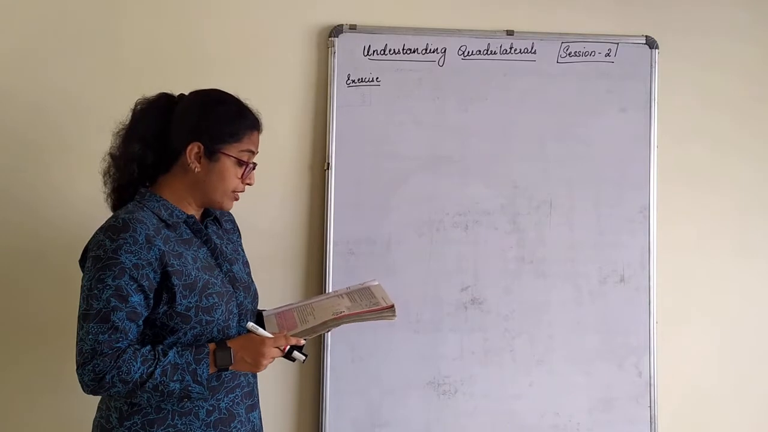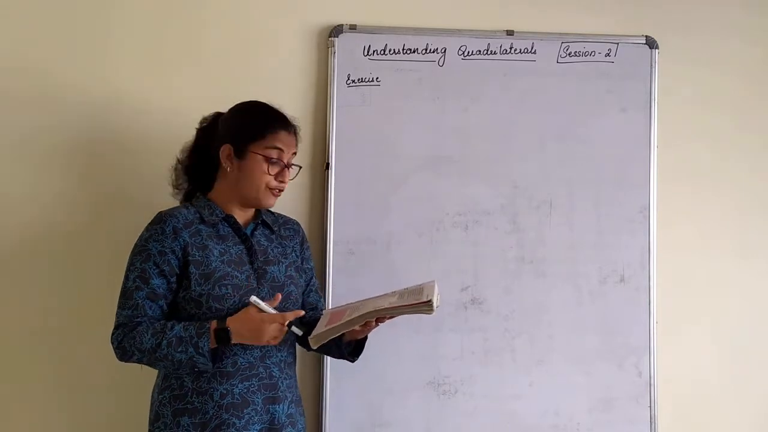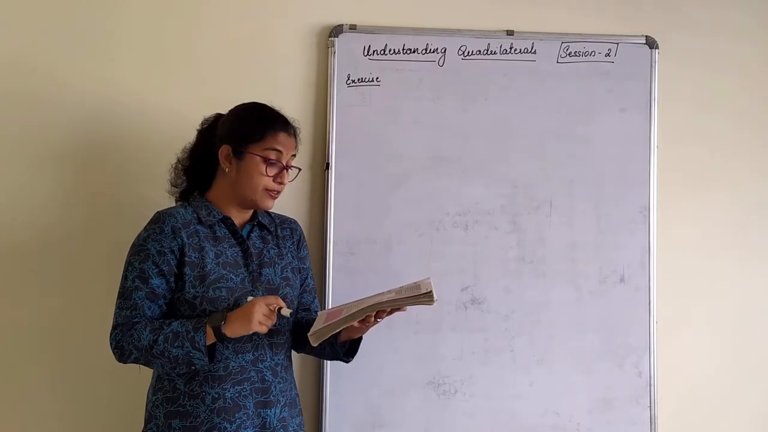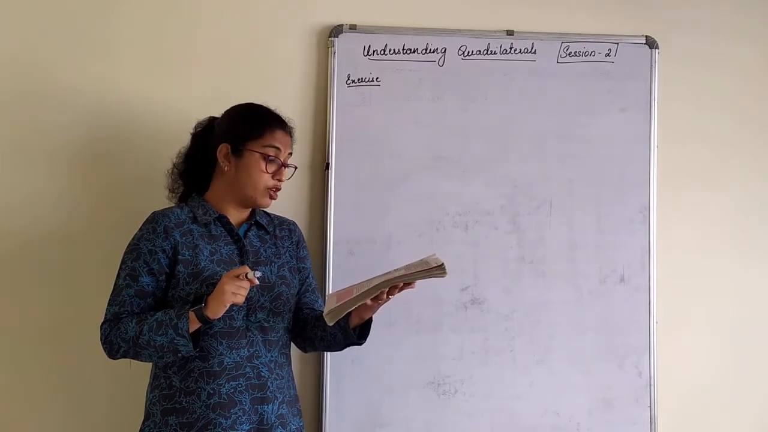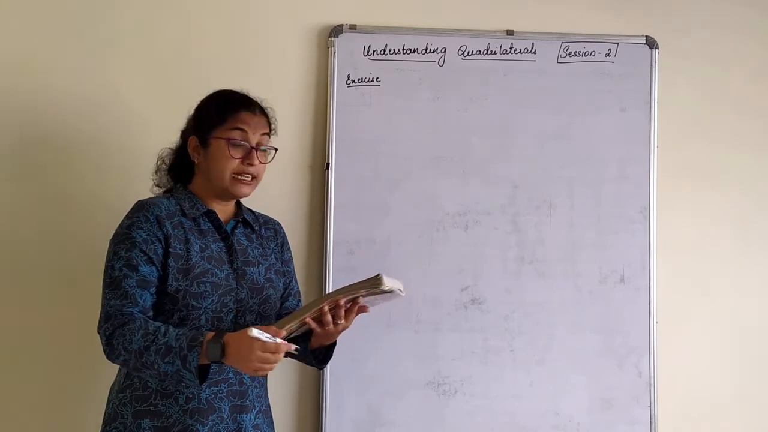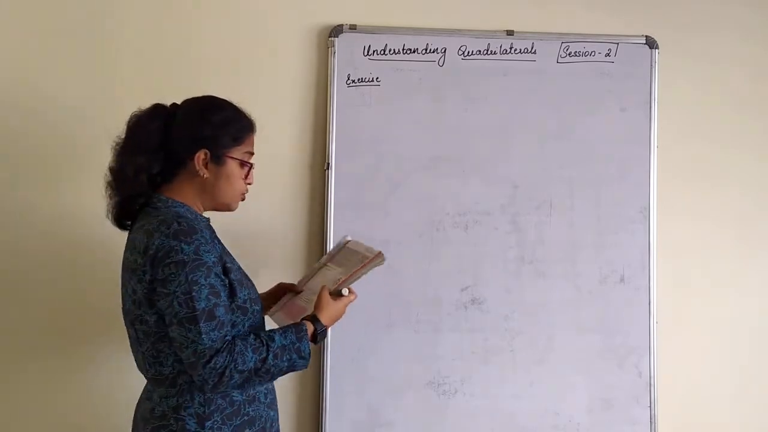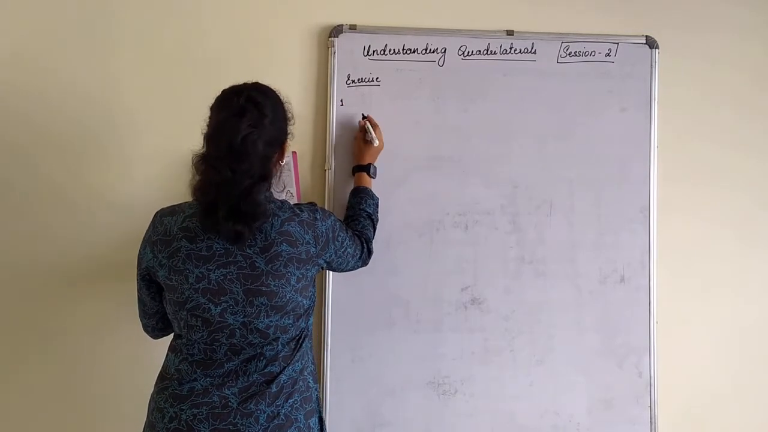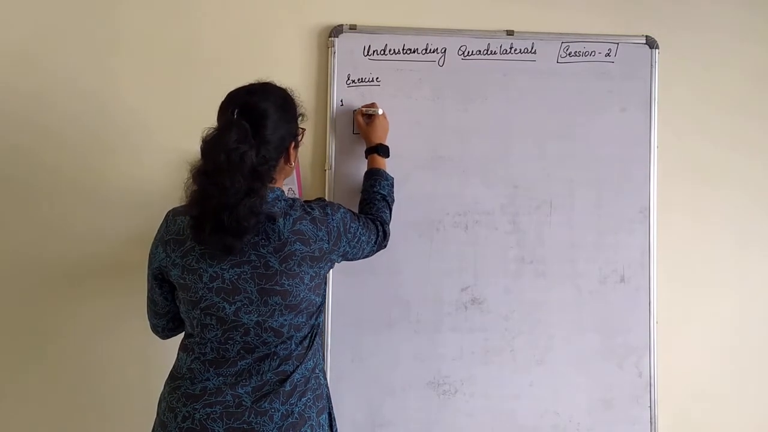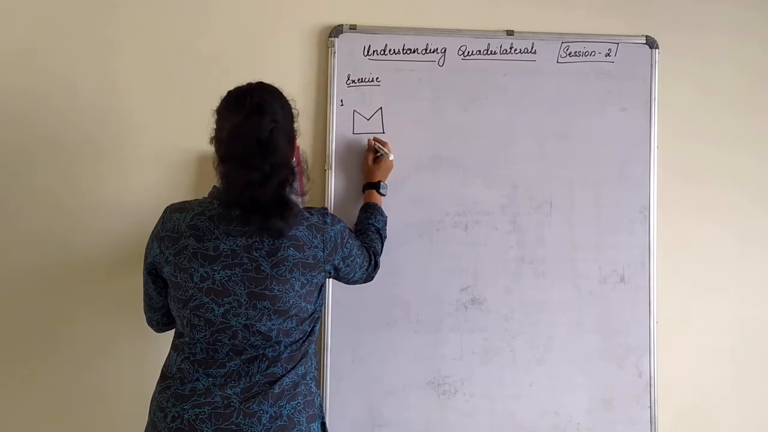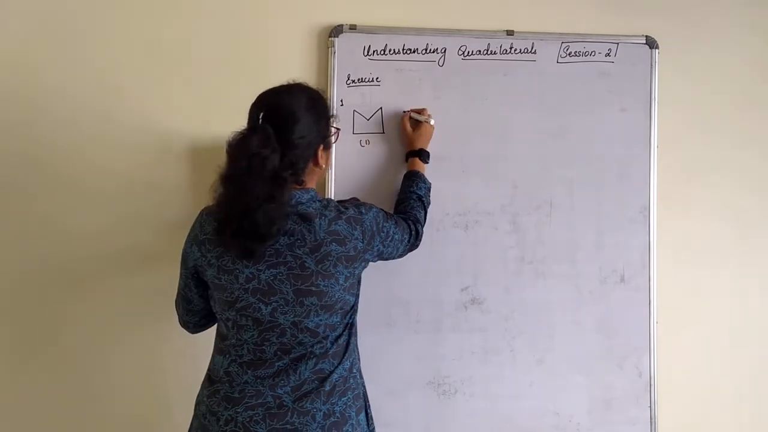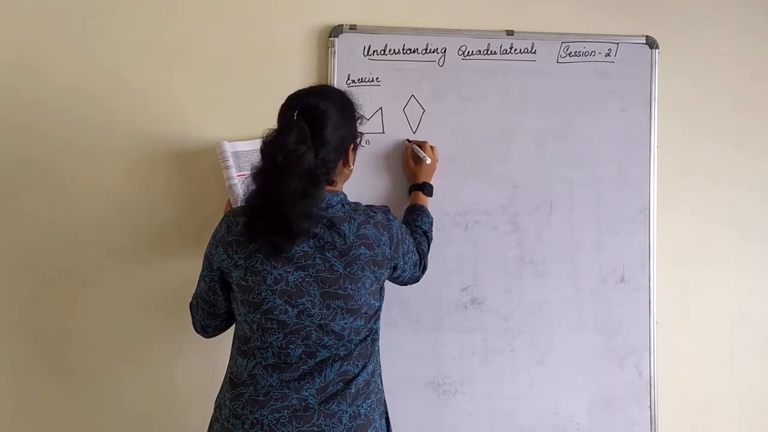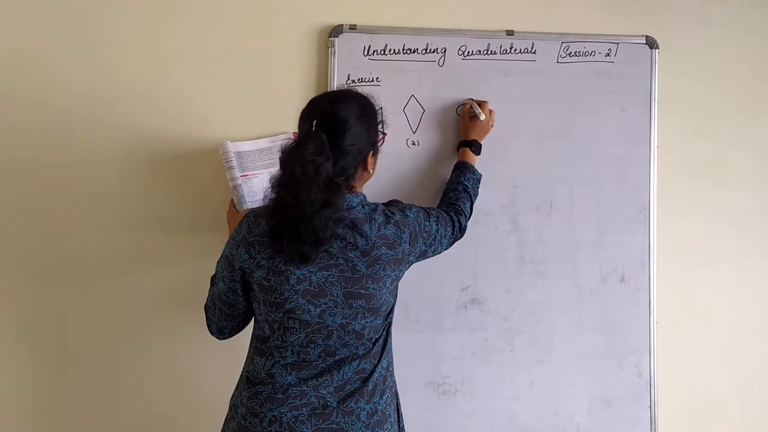Given here are some figures. From these figures, we need to classify them on the basis of whether they are simple curve, simple closed curve, polygon, convex polygon and concave polygon. So I will just draw the figures according to what they have given. This is the first one, this is the second one, and this is the third one.